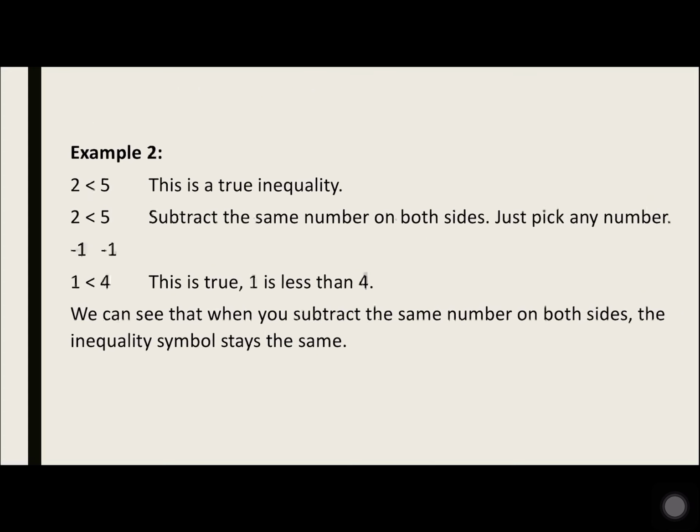Example 2. 2 is less than 5. This is a true inequality. Subtract the same number on both sides. Just pick any number. 2 minus 1, 5 minus 1. 1 is less than 4. This is true. 1 is less than 4. When you subtract, it stays the same. Less than stayed.